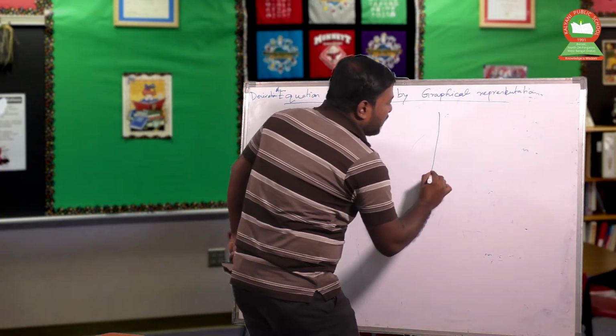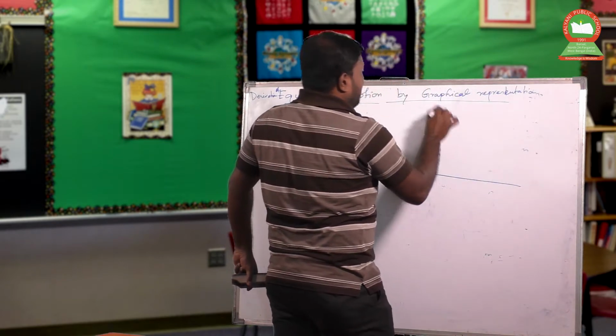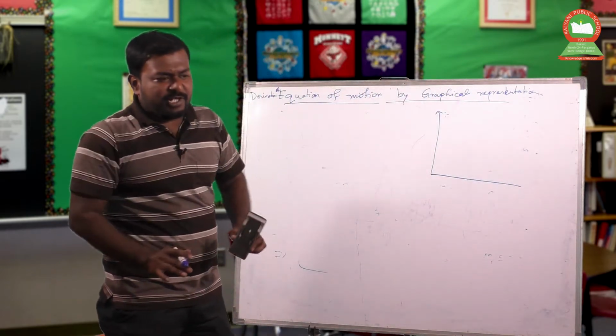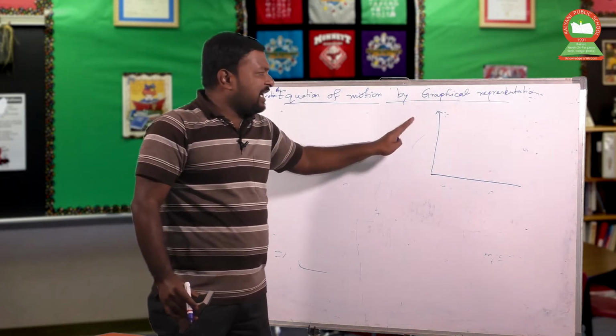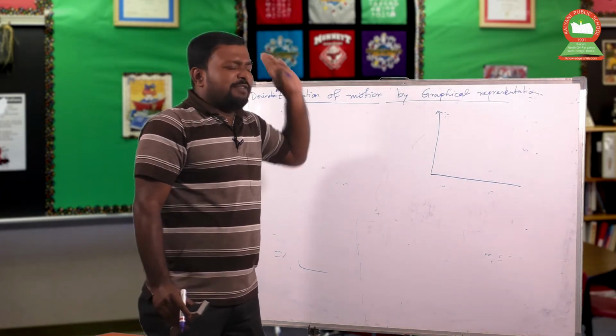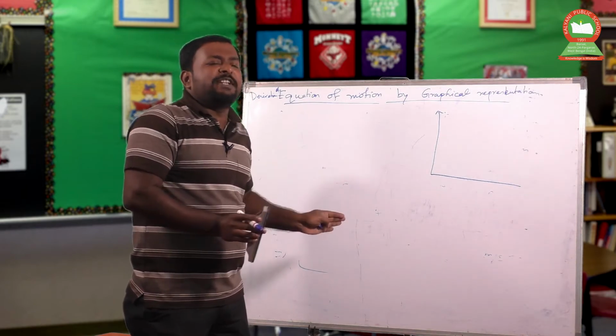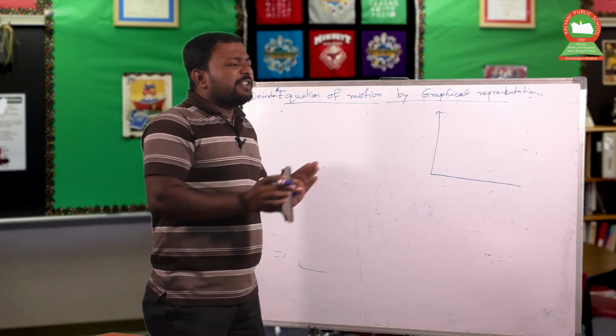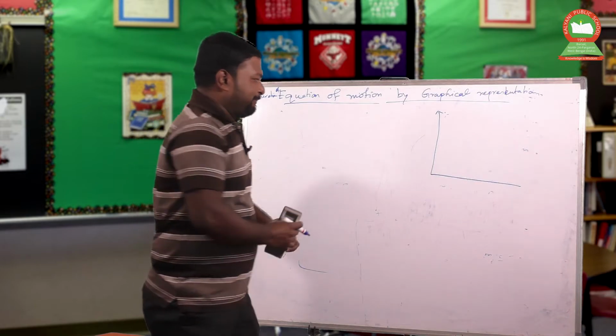Again we have to draw the velocity time graph. Mind it, for every equation we have to draw the same graph, velocity time. There is no other graph. We have to draw the velocity time graph. The equation should be different by the formation of equation, but the graph should be the same.